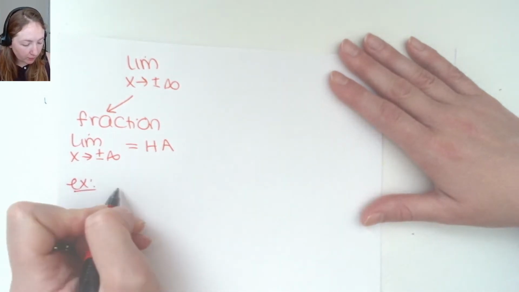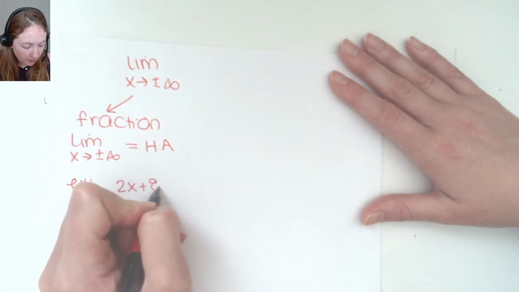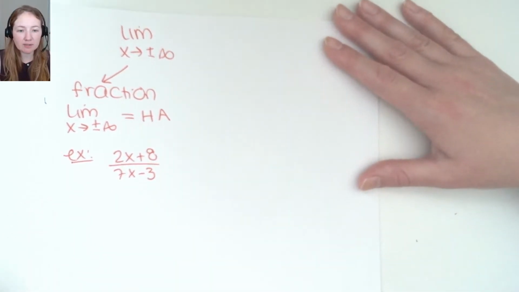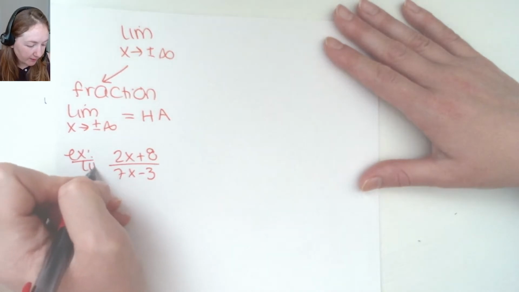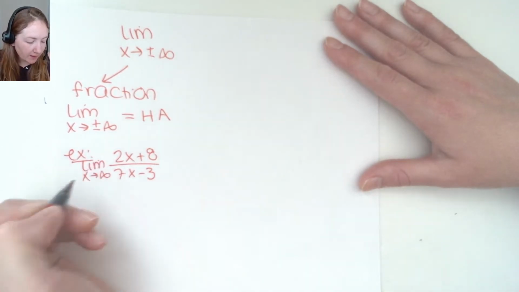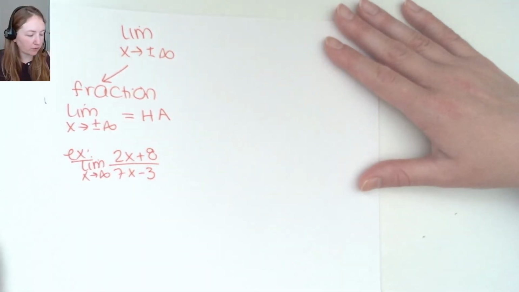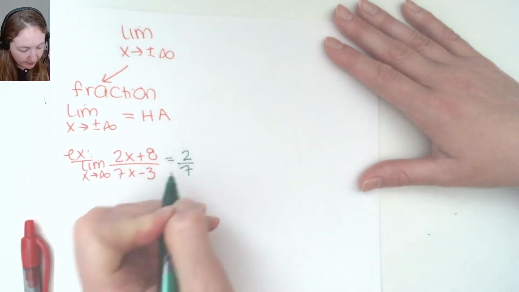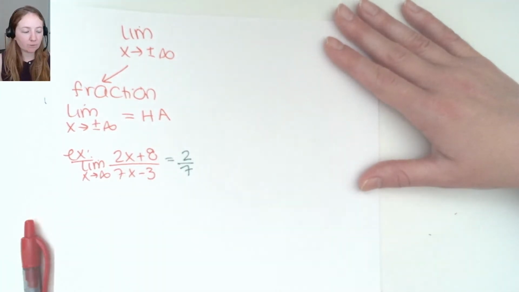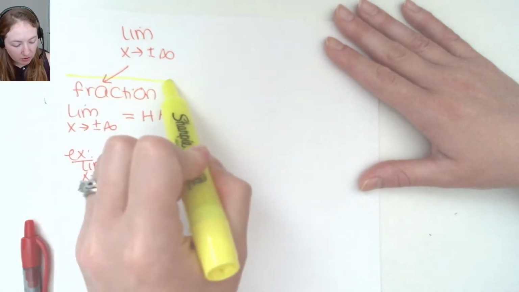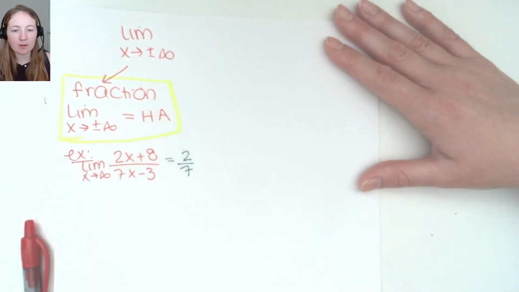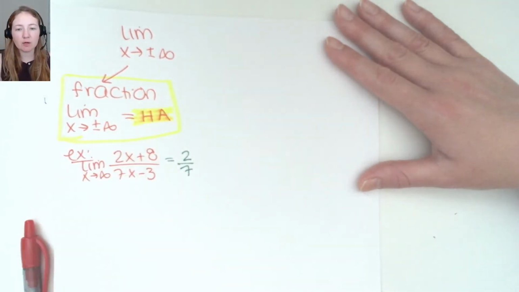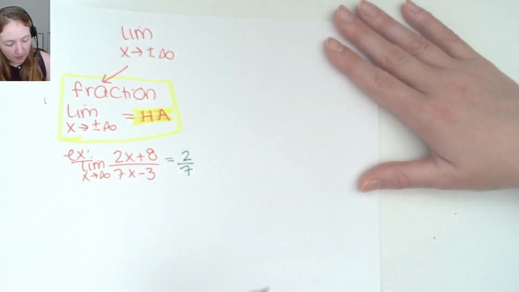So for example, if you have 2x plus 8 over 7x minus 3, what you're going to do is say that for that limit as x goes to infinity, it is the horizontal asymptote. So you're basically just going to identify this as a tie and say the limit is 2/7. So if you have a polynomial divided by a polynomial, you're really going to convert it into a question about the horizontal asymptote.